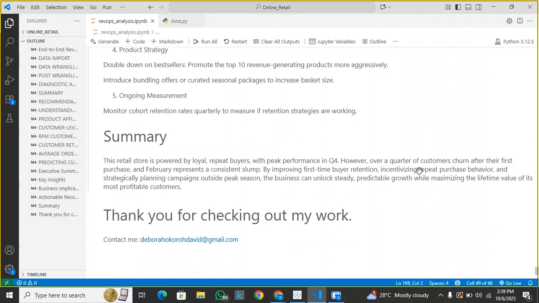Then the overall summary of these insights is that this retail store is powered by loyal repeat buyers with peak performance in quarter four. However, over a quarter of customers churn after their first purchase, and February represents a consistent slump. By improving first time buyer retention, incentivizing repeat purchase behavior, and strategically planning campaigns outside peak season, the business can unlock steady, predictable growth while maximizing the lifetime value of its most profitable customers.